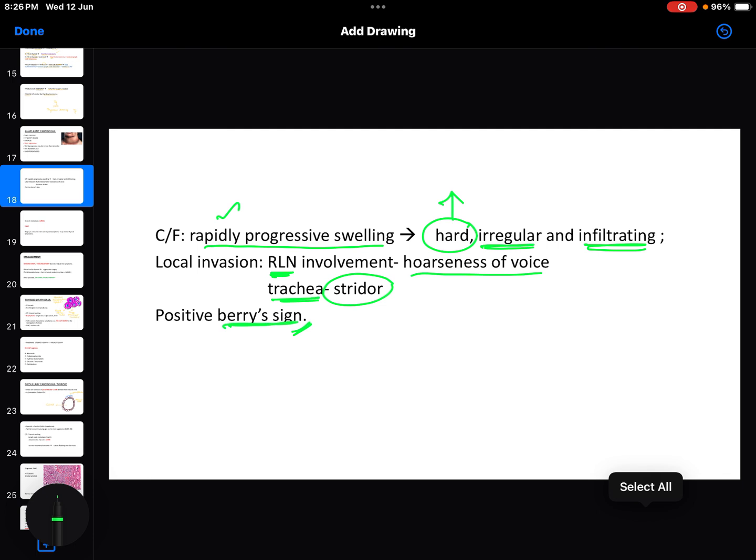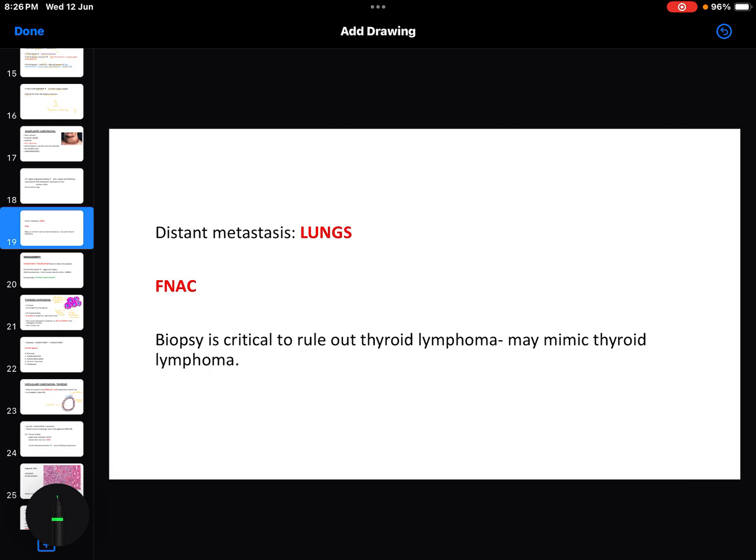Risk factor: long-standing MNG, multinodular goiter, may transform into anaplastic thyroid carcinoma. Already we saw multinodular goiter may progress to follicular thyroid carcinoma. The most common type of progression, multinodular goiter most commonly progresses to follicular thyroid carcinoma. It can also progress to anaplastic thyroid carcinoma. Distant metastasis goes to the lungs.